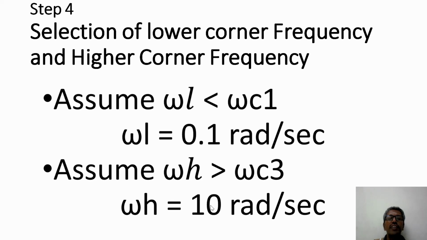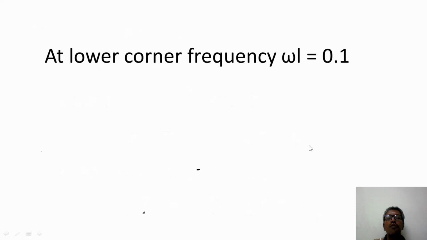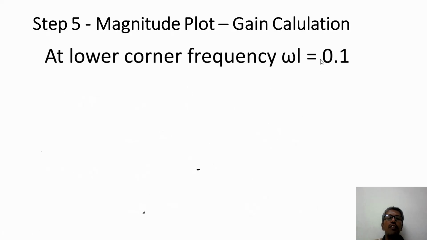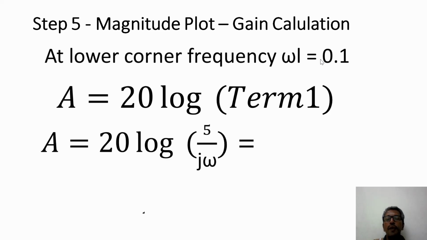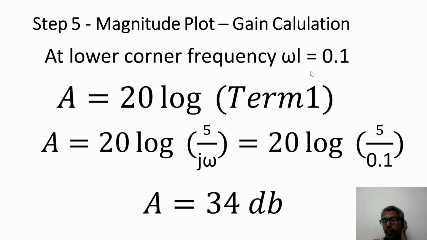So you have to find the corner frequencies. After that, you have to find the A value. So for corner frequency 1, the formula will be A equal to gain equal to magnitude equal to 20 log term 1. So as per the table, what is term 1? 5 divided by j omega. So 20 log 5 divided by j omega. Here omega equal to 0.1. So now 5 divided by 0.1. So for 0.1, the magnitude value will be 34.